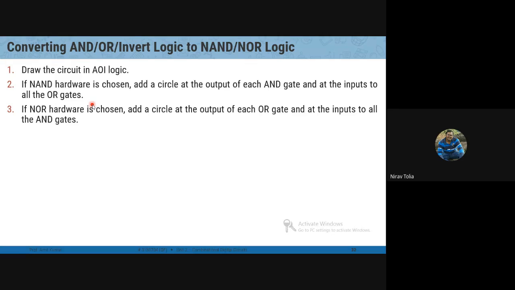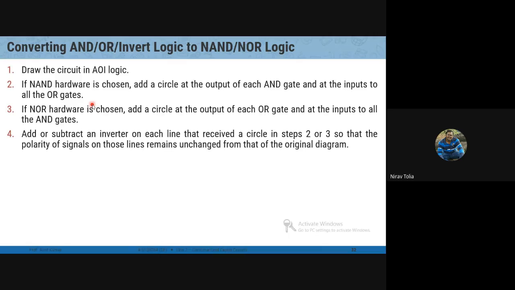Okay. So the place of the bubble will be changed. For the NAND logic, we have to put a bubble or a circle at the output of each AND gate and at the input of each OR gate. And in the NOR circuit, we have to put the bubble at the output of each OR gate and at the input of each AND gate. So this is the simple thing.